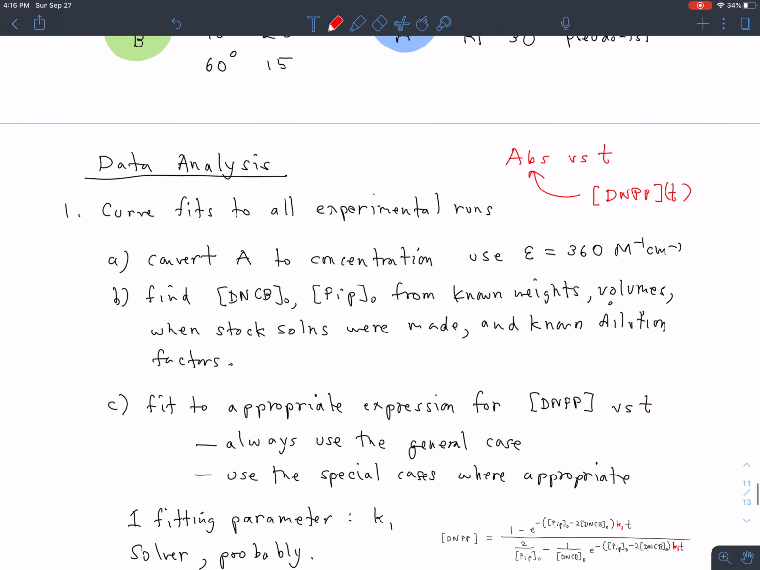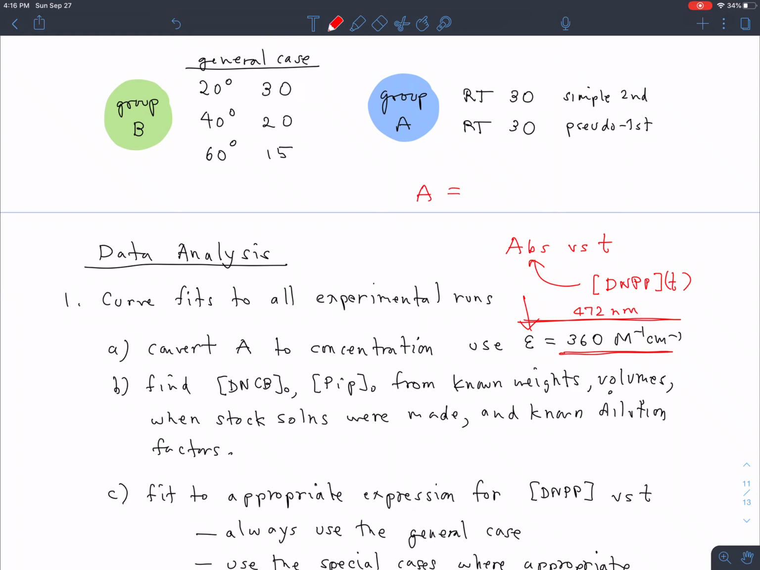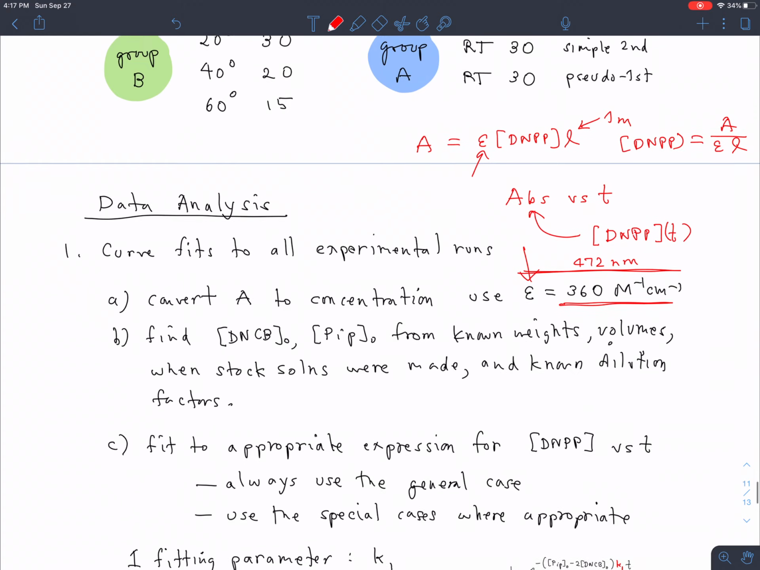versus time. And the way we're going to do that, it's not the best way. We really should do this better. If this were a real research project, we would do it better. But the way that we're going to do it for our purposes is we looked at the data at 472 nanometers, and at 472 nanometers, the extinction coefficient is officially assumed to be known and is equal to 360 molar to the minus 1 centimeters to the minus 1. So absorbance is equal to the extinction coefficient times the concentration of DNPP times the path length. The path length is 1 centimeter. That is now known, and so DNPP is equal to our measurement divided by our known extinction coefficient and then the path length. And so that's just a matter of doing the calculation on an Excel sheet.